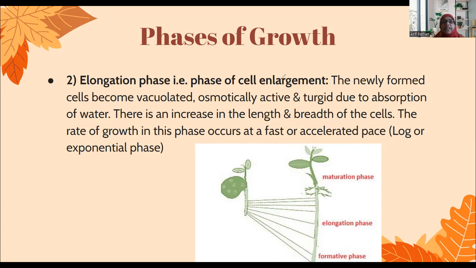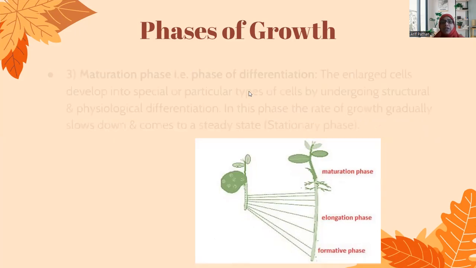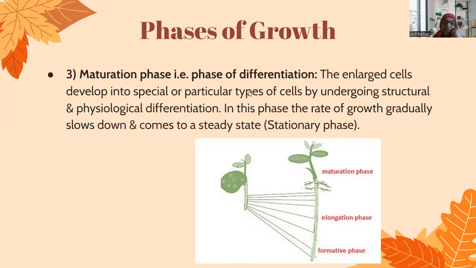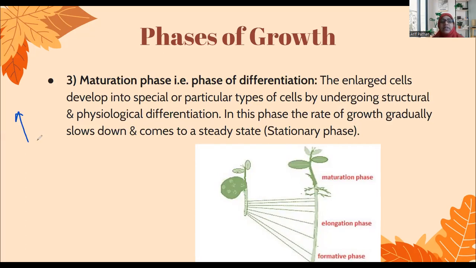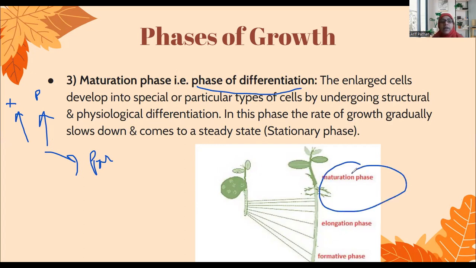Moving to the next phase, the maturation phase. Once elongation has happened, the cells will undergo differentiation, as in which cells will become which type of tissue. Some of the cells will become xylem cells, some will become phloem cells, some will become parenchyma cells. So this is what we call the differentiation phase of maturation.